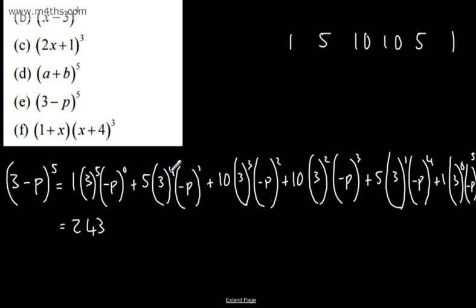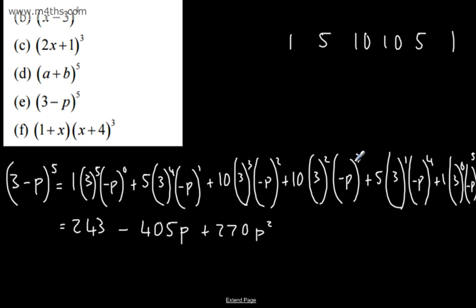This is going to give me 3 to the power 4. 3 to the power 4 is 81 times by 5, that's going to give me 405. So it's negative 405p. Okay, if we look at this, this is going to be negative p squared. Negative squared is a positive. This is going to give me 27, so that's going to give me plus 270p squared.